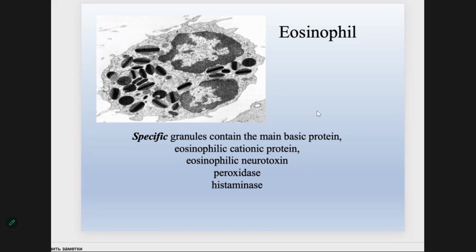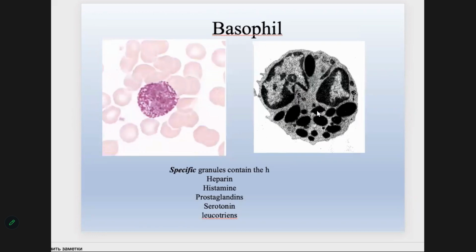So these are the eosinophils. Neutrophils and eosinophils have the same lifespan, only 7 to 8 days. And the last granulocyte is called the basophil.